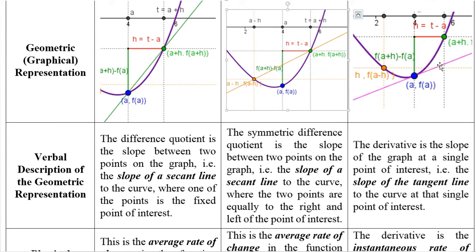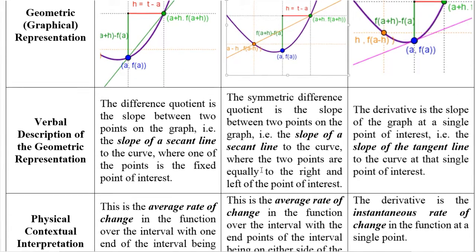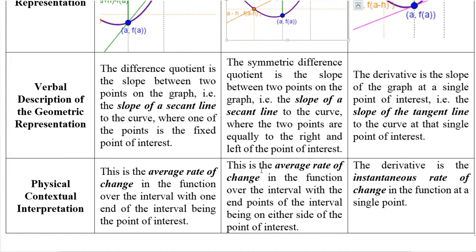And so the derivative then is the slope of the graph at a single point of interest, something that doesn't really make sense with pre-calculus, but with calculus it makes sense. The slope of the graph at a single point of interest, in other words, the slope of the tangent line to the curve at that single point of interest, and that gives us a geometric meaning. Now, in a physical contextual situation, what we're talking about are rates of change. So slopes, of course, we know are rates of change.